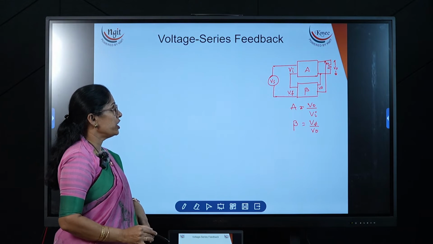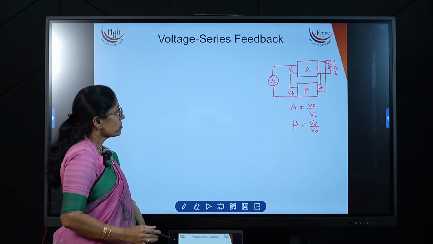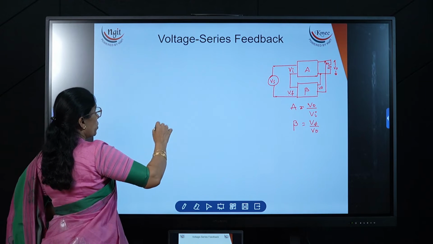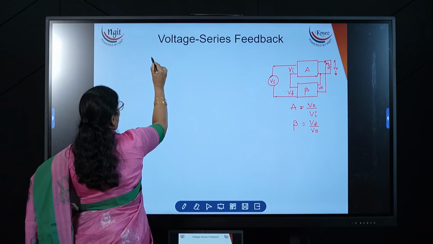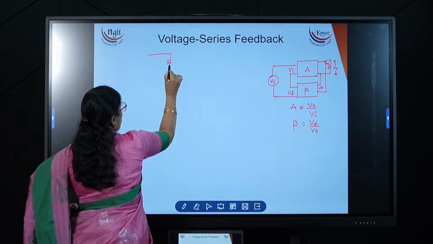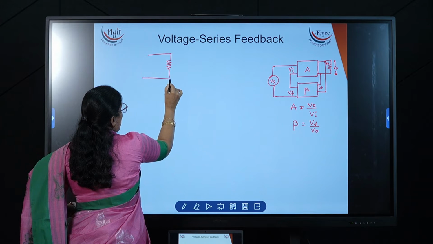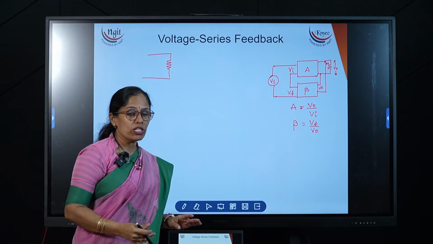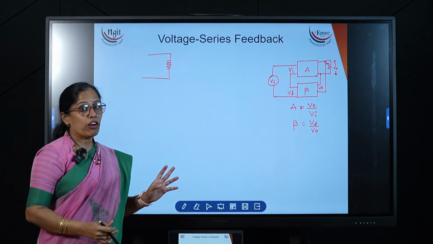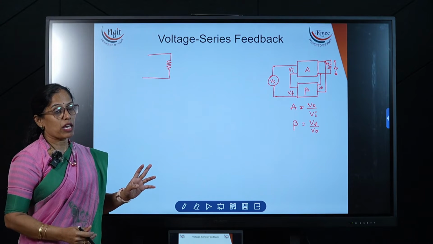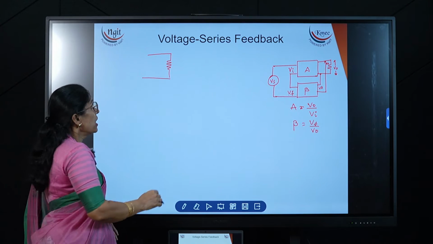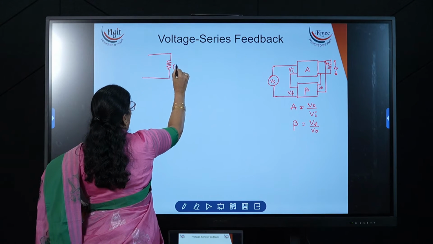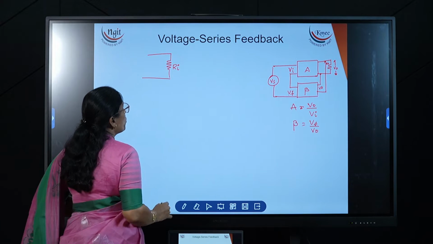Now I need to draw the equivalent diagram. How do we draw the diagram for an amplifier? For any amplifier, whether the input is a voltage source or a current source, for any source we have to draw the equivalent diagram. For the amplifier, the input side is only a resistor, and this resistor is nothing but Ri. This is the amplifier input resistance.